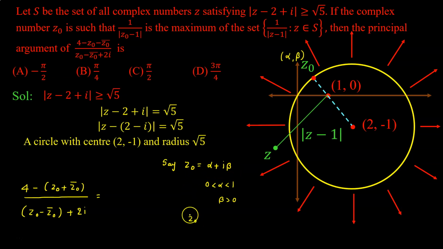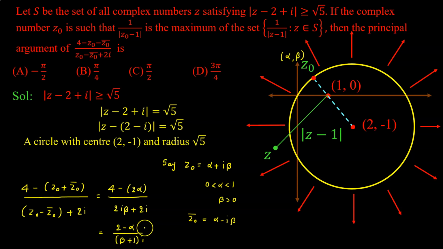Now we know z0 is alpha plus iota beta. So what is z0 bar? z0 bar is going to be alpha minus iota beta. So z0 plus z0 bar is going to be 2 alpha. So 4 minus 2 alpha divided by z0 minus z0 bar. z0 minus z0 bar is 2 iota beta. So 2 iota beta plus 2 iota. Cancelling 2, what we get is 2 minus alpha divided by (beta plus 1) iota.